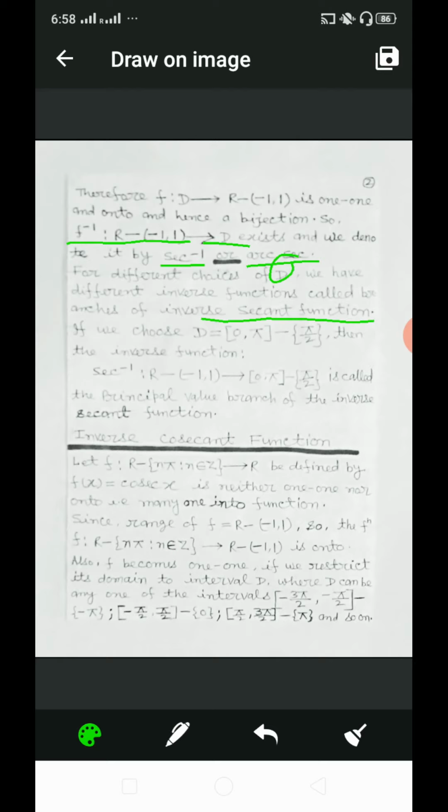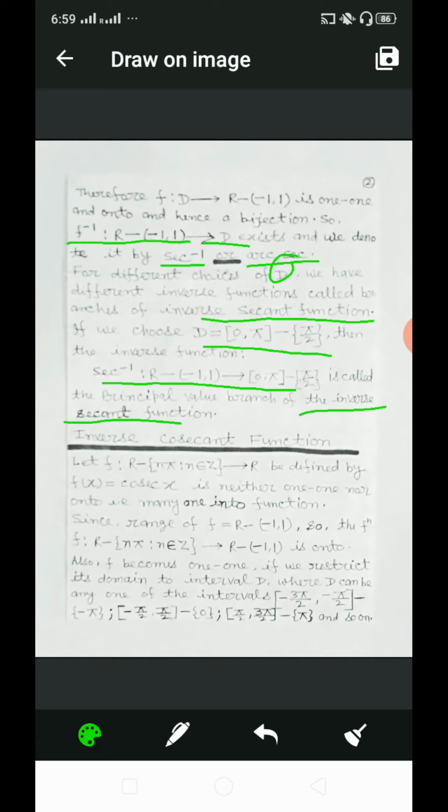If we choose D equal to the closed interval [0, π] minus {π/2}, then the inverse function defined as sec inverse from R minus the open interval (-1, 1) to the closed interval [0, π] minus {π/2} is called the principal value branch of the inverse secant function.